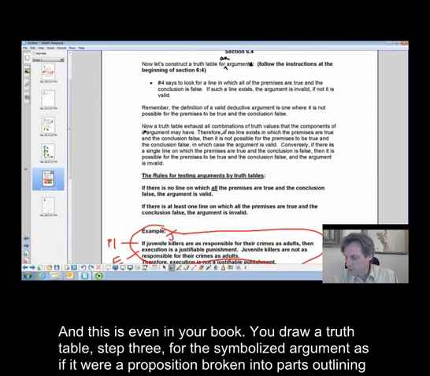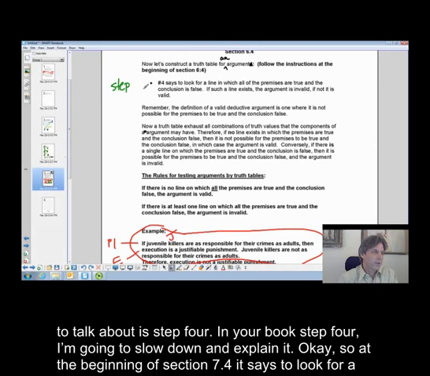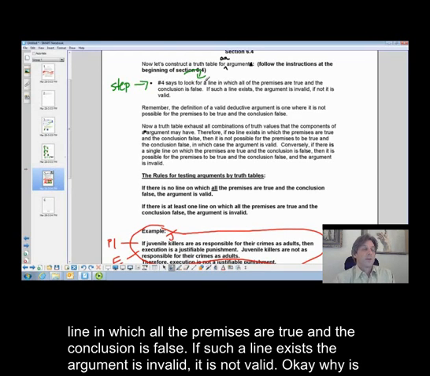And this is even in your book, okay? You draw a truth table, step 3, for the symbolized argument, as if it were a proposition broken into parts, outlining the columns representing the premises and the conclusion. Okay, and we've done that here. Then you're to look for a certain line, and that's what I want to talk about, step 4. Okay, in your book, step 4, I'm going to slow down and explain this. So at the beginning of section 7.4, it says to look for a line in which all the premises are true and the conclusion is false. If such a line exists, the argument is invalid. It is not valid. Okay, why is this?